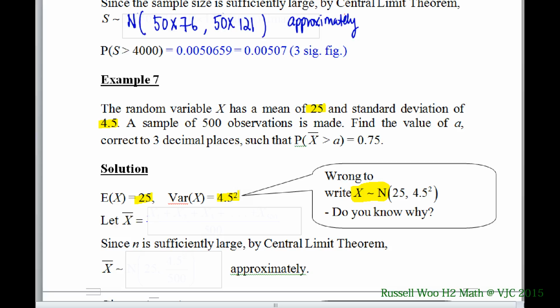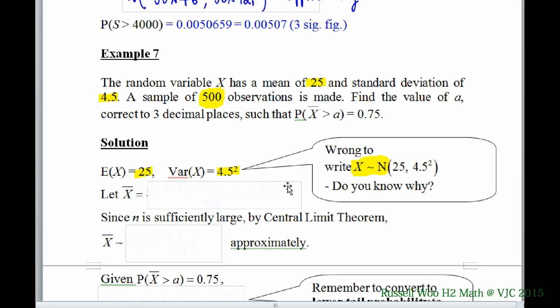All right? Yes? A sample of 500. Wow, so many. 500 is made. So now X bar greater than A. So X bar, what is the distribution of X bar? First, X bar is just X1 plus X2 plus X3 all the way to X500 divided by 500.